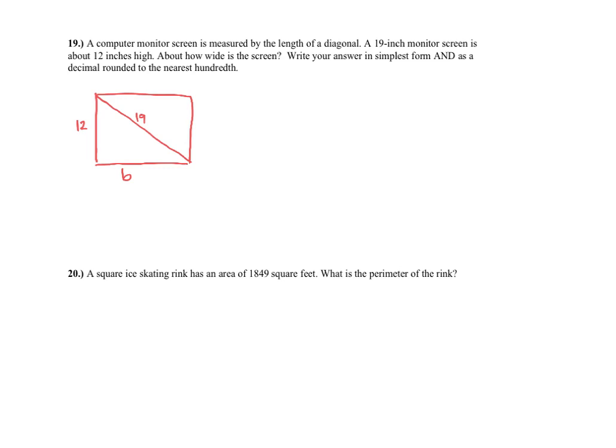And the last one, number 20, the key here was the last sentence that asked you what is the perimeter of the rink. Some of you found the length of one side by finding the square root, but did not find the perimeter. And remember, you can find the perimeter of a square by adding up all the sides or by taking whatever the side length is and multiplying it by 4. So just make sure on 20 that you completed the problem.